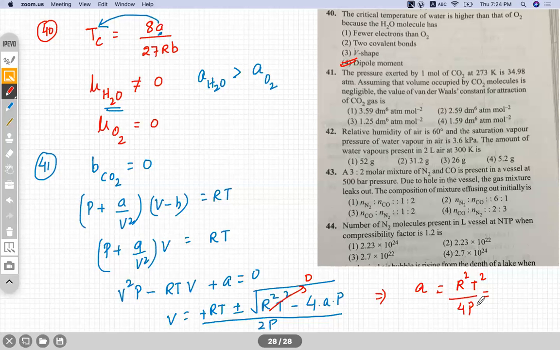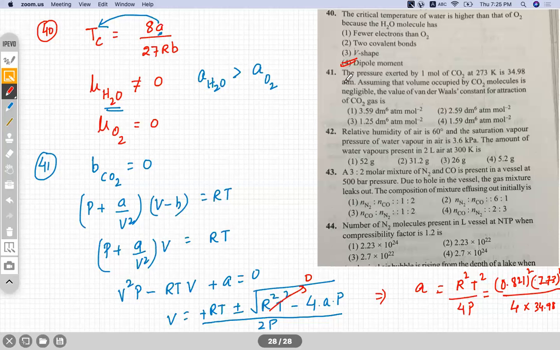Okay, for the second one you were talking about, Kaushik. My bad, Kaushik. For the second one, it's fine, 0.821, because we have pressure in atmospheres, so we take that. In this question, for question number 42, we will take the SI value of R. Here, R is 0.821 into T square, 273 square, divided by 4 times P, which is 34.98.